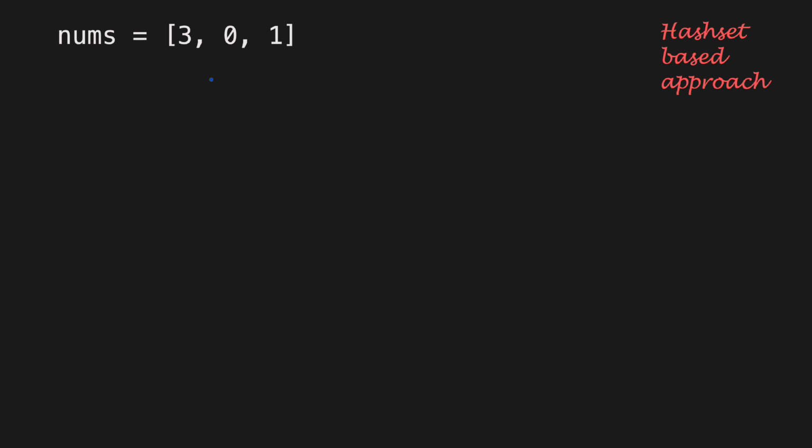A more effective approach to track the presence of the elements is to use a hash set. In a hash set, we can insert the element and look it up in just O of 1 time. So we can add all the elements from the array into the hash set. For example, for this array, the hash set now will have elements 3, 0 and 1.